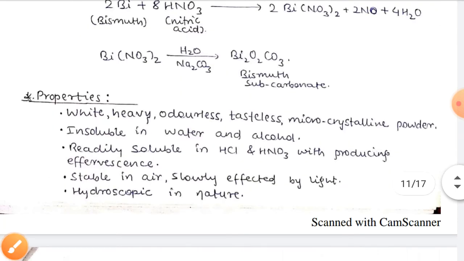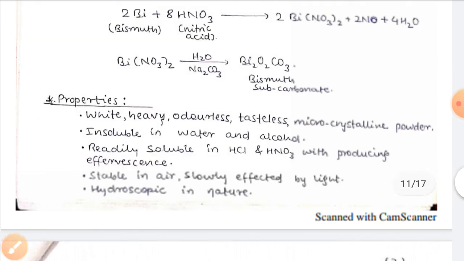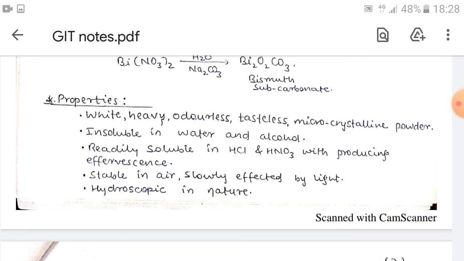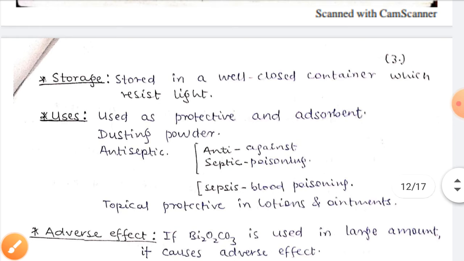What are the properties? It is a white, heavy, odorless, tasteless, microcrystalline powder, insoluble in water and alcohol, readily soluble in hydrochloric acid and nitric acid with producing effervescence, stable in air and slowly affected by light, hygroscopic in nature. Storage is in a well closed container, as many compounds we have to store in well closed containers, and it should be protected from light.